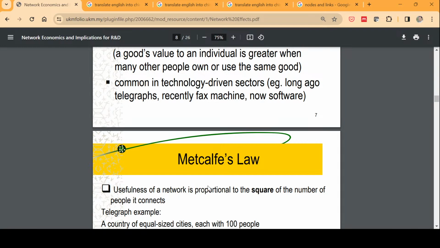So let's go to my slides. Yes, a section under the topic of network effects.